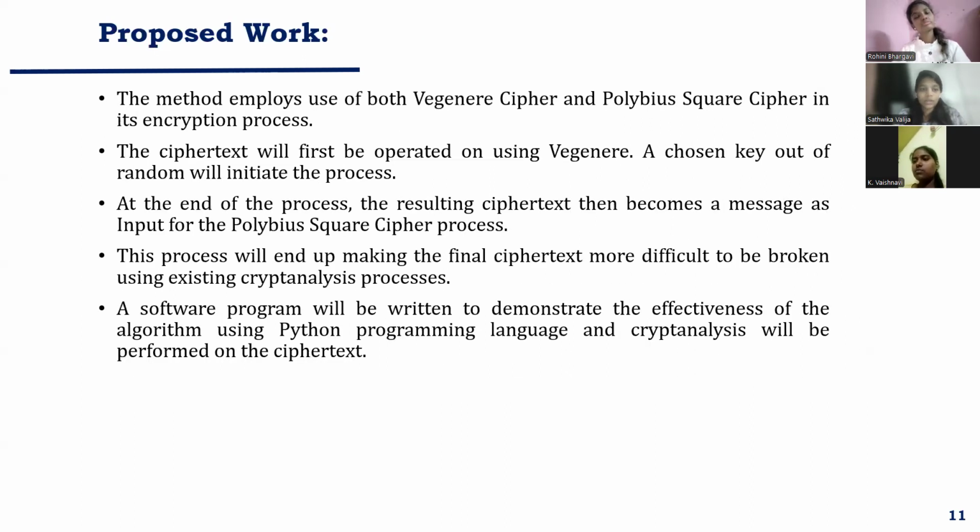In the proposed work, as my friend discussed, about the demerits of existing work, the method employs both the Vigenere cipher and the Polybius square cipher in its encryption process. This is our proposed work. The plaintext will first be operated on using Vigenere, with a key chosen at random to initiate the process. The resulting ciphertext then becomes the input for the Polybius square cipher process.